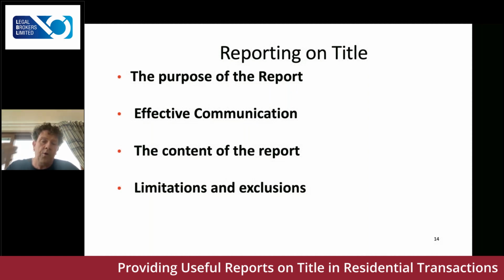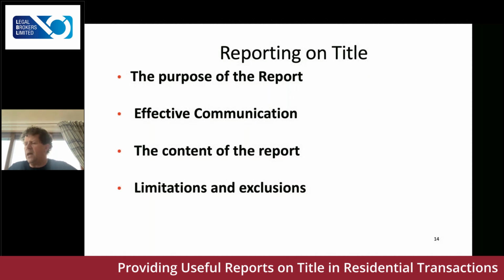Would I send to a client a copy of all my searches? Well, a matter of choice, to be honest with you. I would prefer it if we, within the report on title, explain the searches that we did, explain the limitations relating to those searches, and explain what the search reveals. It might be that we annex to the report on title a copy of the search itself, highlighting where appropriate some of the points that we've made.